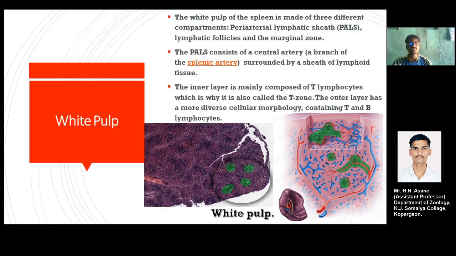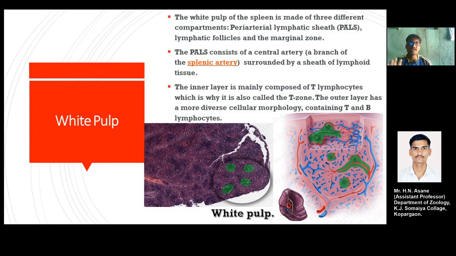The white pulp of the spleen is made up of three different compartments. So what are these compartments? The first is the periarterial lymphatic sheath. Then the lymphatic follicles will be the second, and the third will be the marginal zones. These are the three compartments that make up the white pulp of the spleen. And the pulp here is nothing but the periarterial lymphatic sheaths.